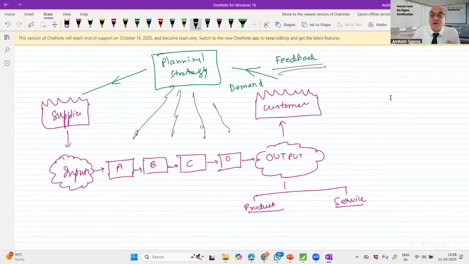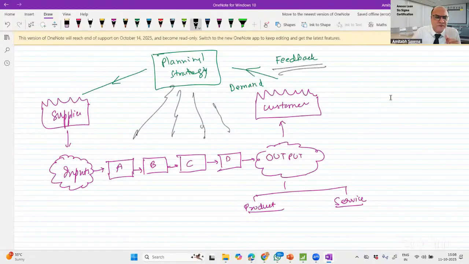So this is how our system operates, and this is known as systems thinking. When you are a quality professional, not just a quality professional, any business professional, as a professional, you should think in terms of systems. You should think in terms of systems, not silos.